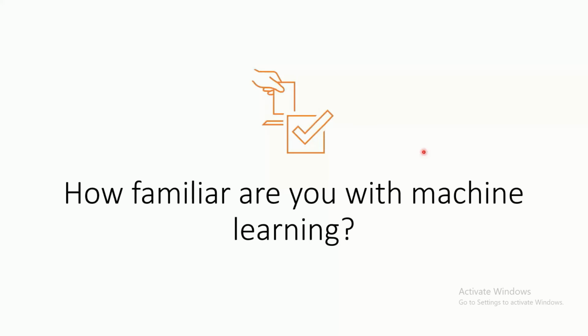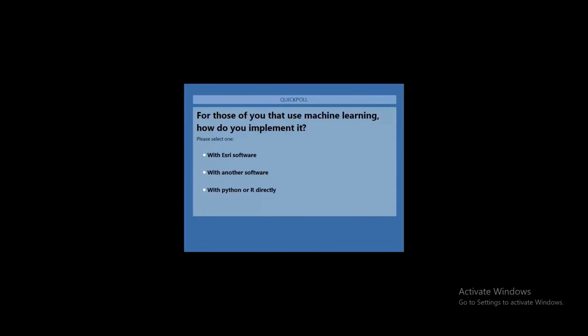Yeah, and I am going to drop in one more poll for those of you that do use machine learning. How do you implement it? And your options here are with Esri software, with another software, or with Python or R directly. And yeah, my very short experience with machine learning was within Esri software. I was trying to do landscape identification stuff using red, green, blue, and infrared values from aerial imagery. So that was a fun little project. A classic.